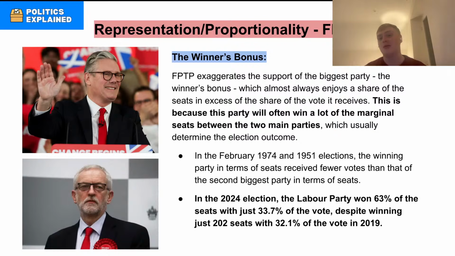The most recent election is the best example of this. In the 2024 election, the Labour Party won 63% of the seats with just 33.7% of the vote. In 2019, they won just 202 seats with a very similar 32.1% of the vote. So they won a very similar share of the vote in both elections, but there was a massive difference in their seat share. So Labour won 63% of the seats with 33.7% of the vote. I repeat it because it's a mental result, really, to be honest, and it's really an example of a statistic you want to be bringing to your essays.